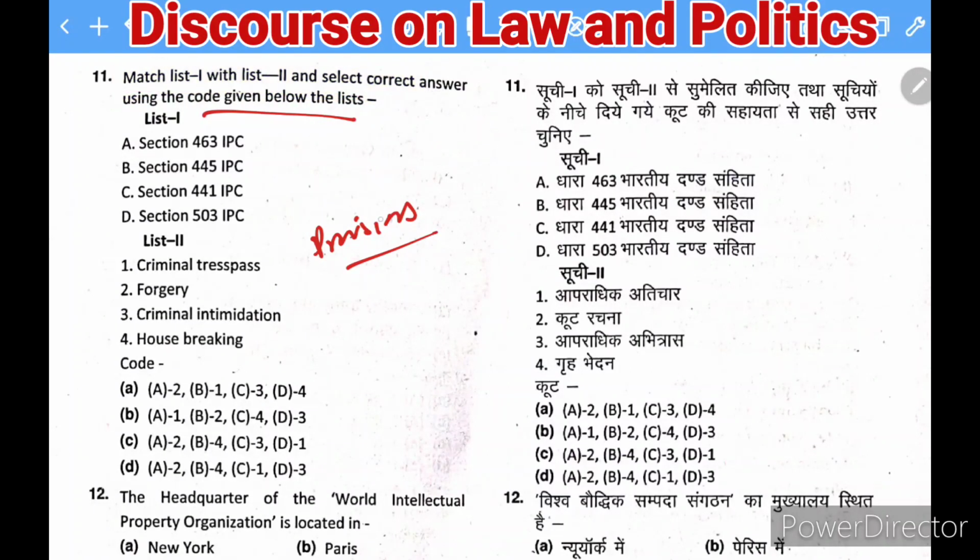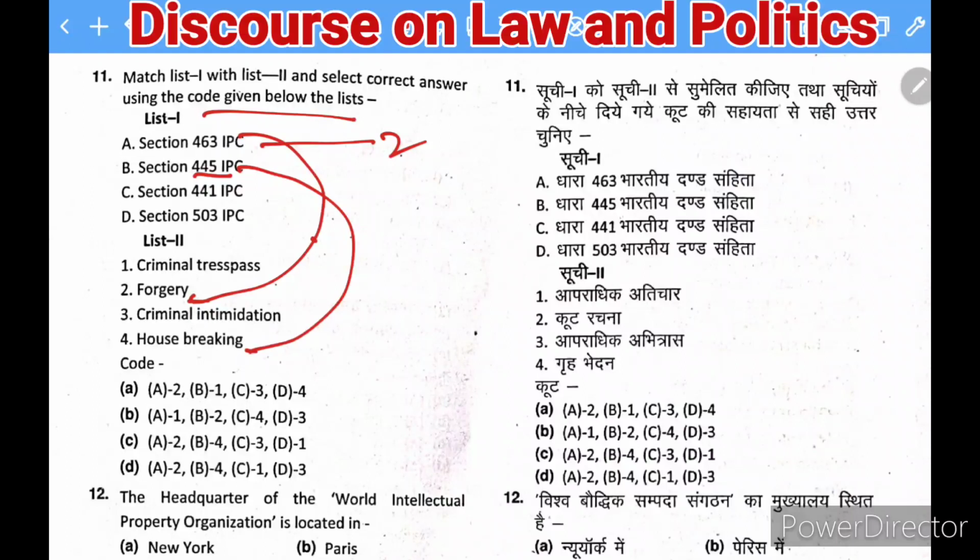Okay, so let's do the matching here. You can see section 463 is given here. Section 463 belongs to forgery. So for A it is 2. Then section 445 belongs to housebreaking. So for B it becomes 4. Section 441 belongs to criminal trespass. So for that it becomes 1. And section 503 of the IPC is about criminal intimidation. For that you find 3.